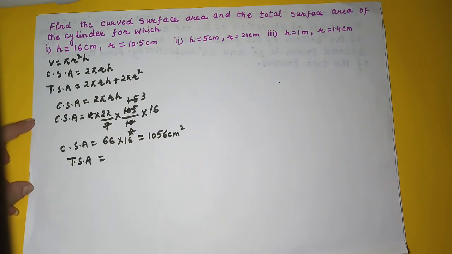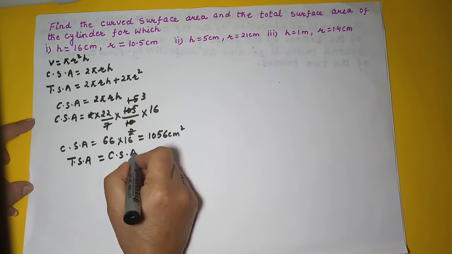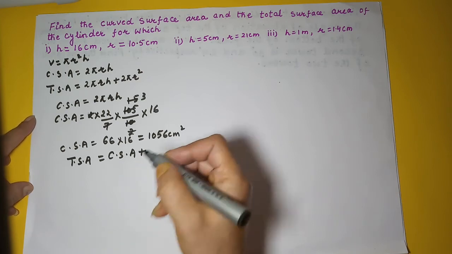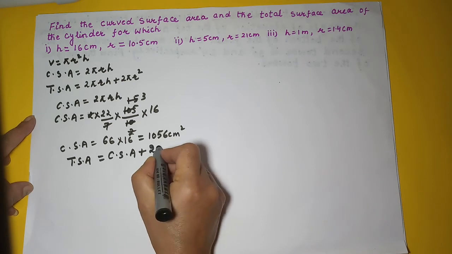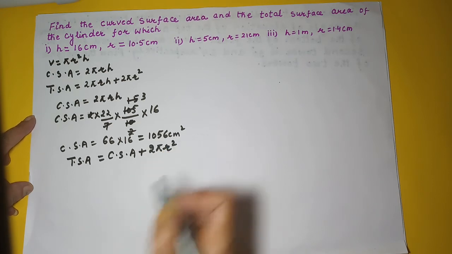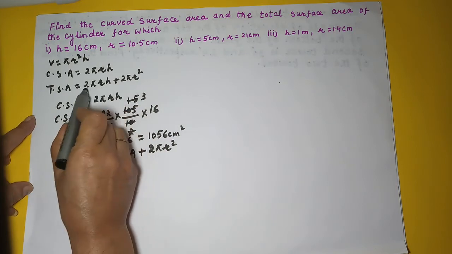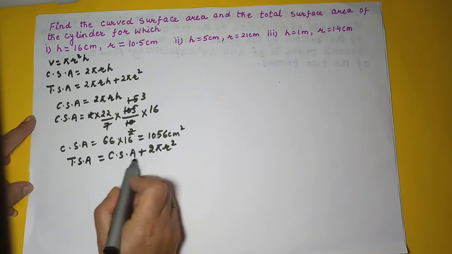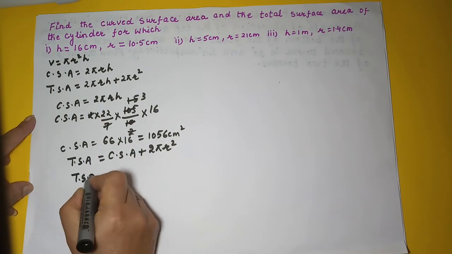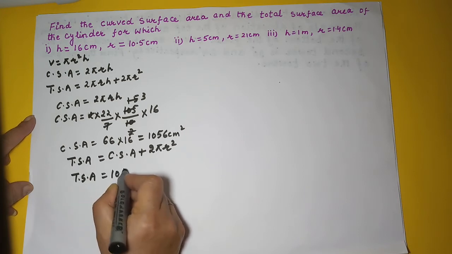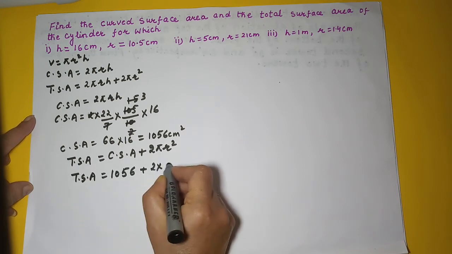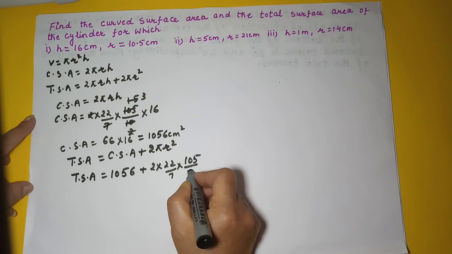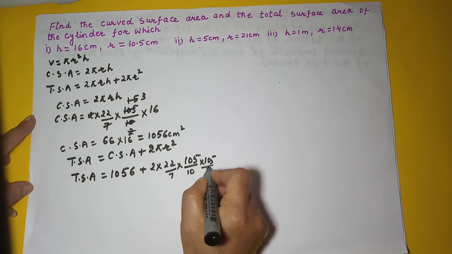Now we have to find the total surface area, and we know that curved surface area is always the part of the total surface area. So that is curved surface area plus the areas of top and bottom, and we know that the top and bottom of the cylinder are circles, so there are two circles, so 2 pi r square, as the formula says. You have seen that curved surface area is 2 pi r h, which is this part, plus 2 pi r square. This part we have calculated as 1056 plus 2 into 22 by 7 into r is 105 by 10 into 105 by 10.